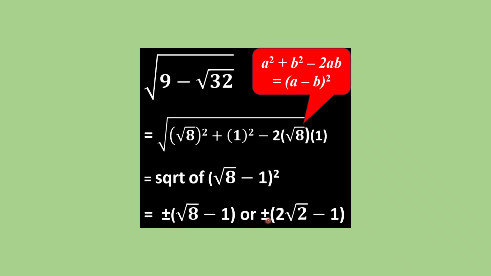So this is the answer using the formula a square plus b square minus 2ab, that is a minus b whole square. The square root will be simply a minus b, that is root 8 minus 1, and root 8 can be written as 2 root 2, or we can write it as root 8. Prefixing the mandatory plus or minus sign, we get the required square root.